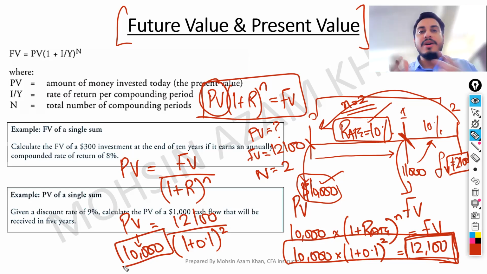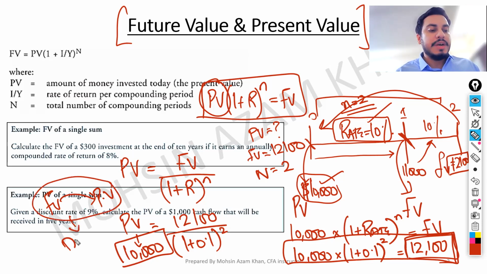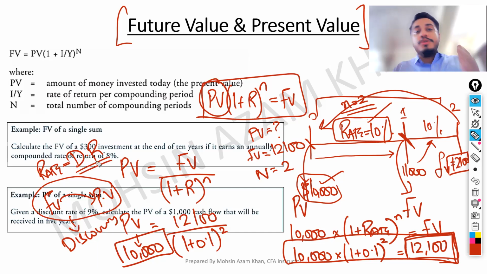Whenever we are going from future value to present value, we call this process discounting. Why? Because in order to get present value from future value, we can apply our logic that present value will always be lower, because we are removing the return from the future value. We are discounting the future value to reach the present value. So this process is called discounting. And when we are calculating present value, we also call the rate the discount rate, because that rate is being used to discount the future value. I hope you're picking up things here.